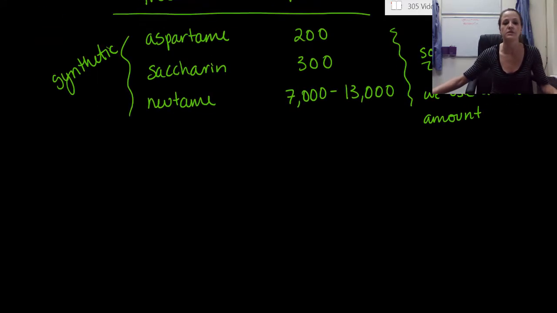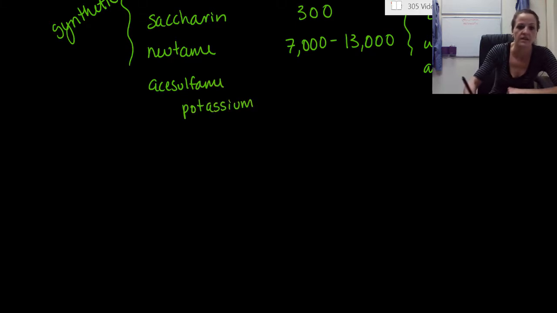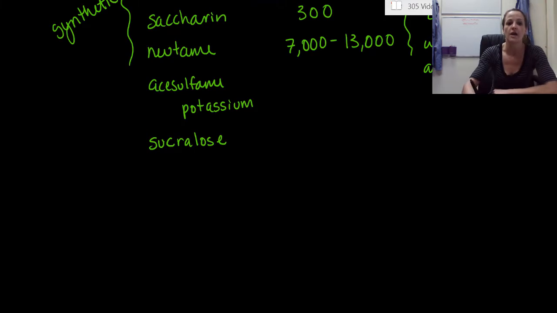So now what I want to do is give you 2 more pieces, all right? There are 2 more synthetic sweeteners. One of them is this one. It's acesulfame potassium. Okay, that's your first one. And then the second one I want to give you is called sucralose. Okay, and now both of these are also synthetic sweeteners.